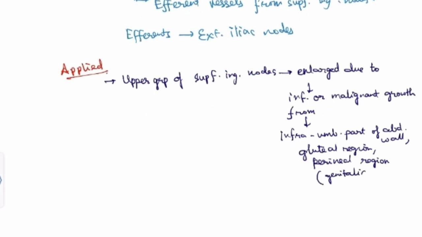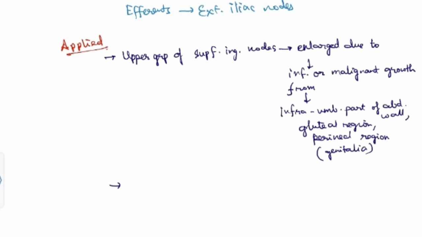Genitalia, then the anal canal below the pectinate line. Lower group: this may get inflamed with disease affecting the lower limb. But the lymph vessels which follow the small saphenous vein, that region is spared. Otherwise, the lower group may get involved in any other diseases of the lower limb.